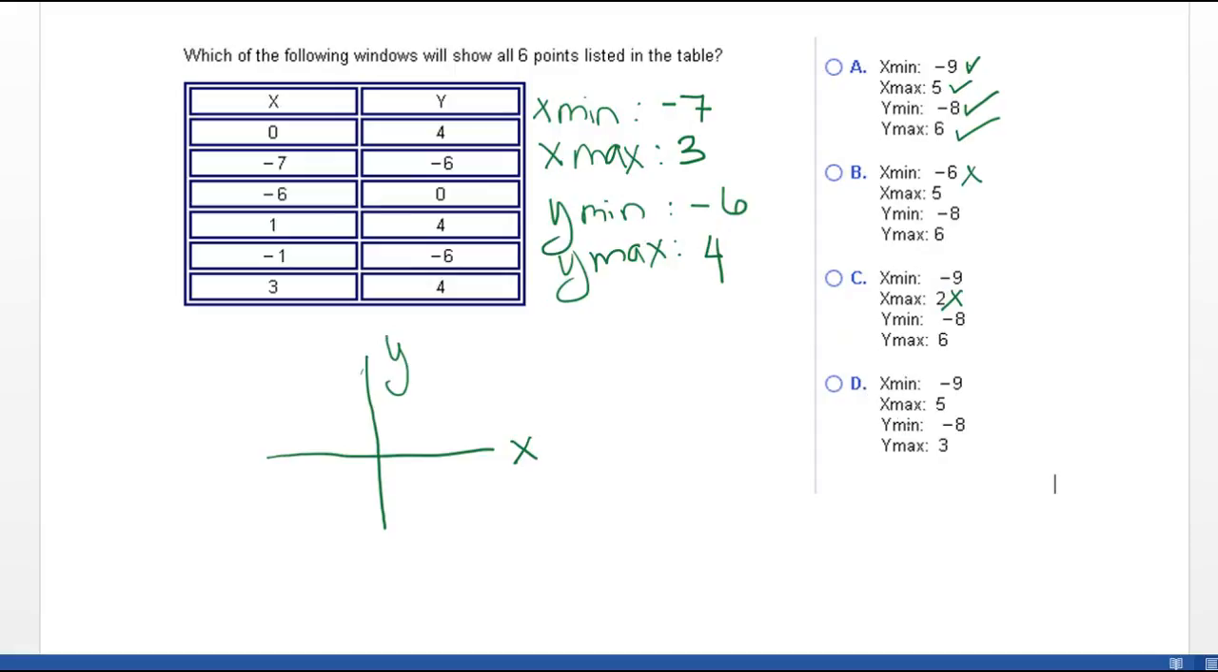And for D, the -9 will work for the x min. The 5 will work for x max. The -8 will work for y min, because again, it's smaller than -6. But this y max of 3 will not work because we need it to be 4 or higher. So all of these points with a y value of 4, we wouldn't be able to see. So this would be option A.